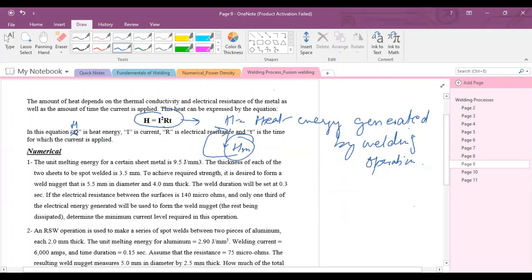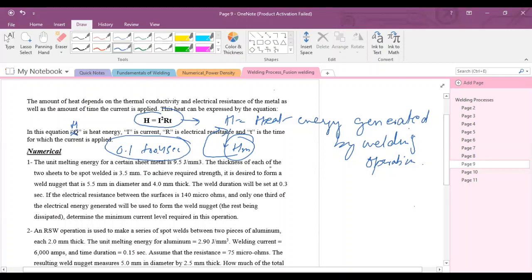This is the equation of the heat energy generated by the welding operation: I squared R T. I is the electrical current drawn from the transformer, R is the electrical resistance to the flow of current, and T is the length of time the current is flowing through the electrode, normally ranging from 0.1 to 0.4 seconds. This equation will be applied in solving the numericals of spot welding.